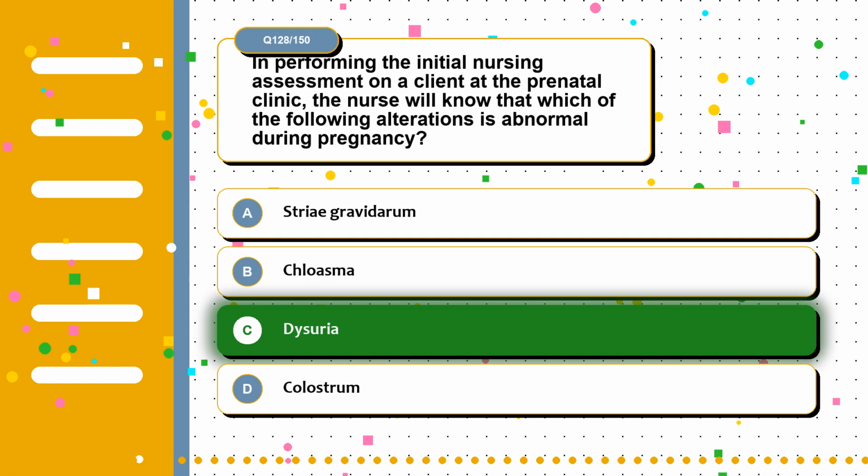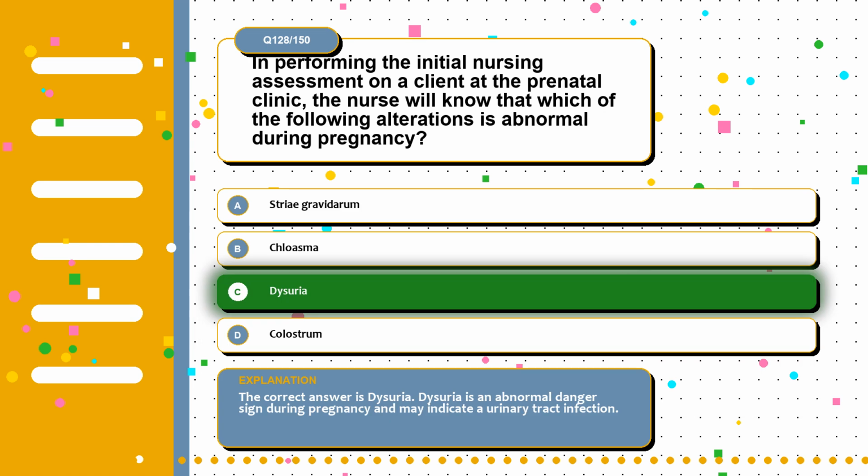The correct answer is option C, dysuria. Dysuria is an abnormal danger sign during pregnancy and may indicate a urinary tract infection.